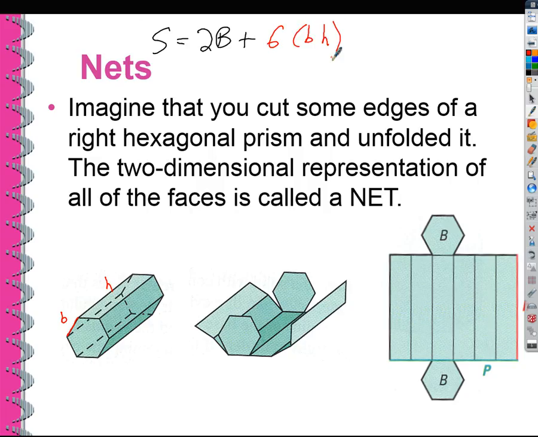But what would 6 times b equal? If that's b, P, right, good. It'd be the perimeter. So we could rewrite this then, just like before, as 2B plus Ph. That's it. How simple is that? That's the formula for the surface area of a prism. You have the 2 lids, the 2 bases, plus the perimeter of the base times the height, and that's it. Make sense?